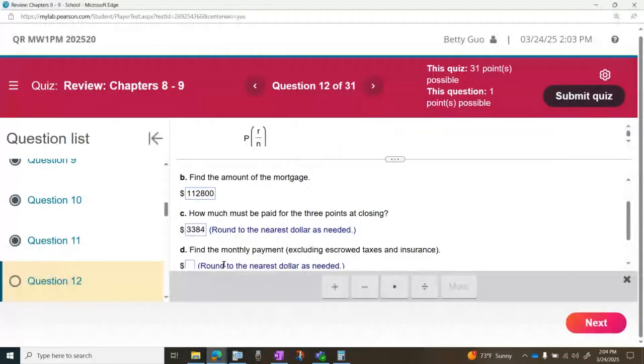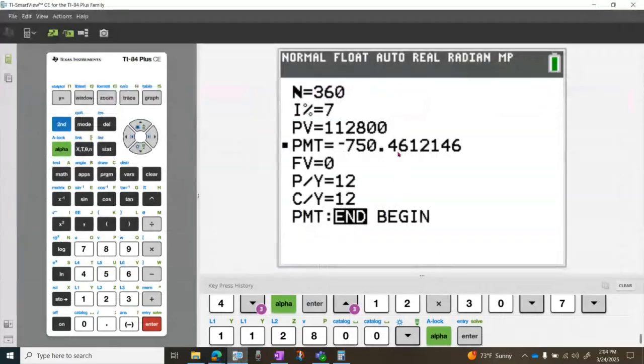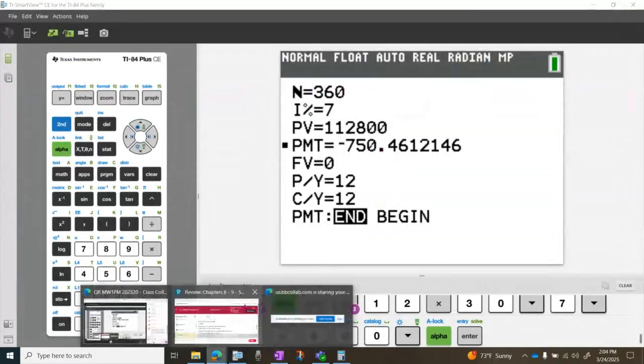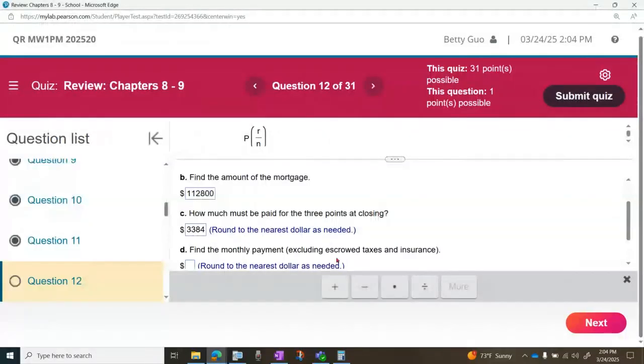Let's see, how do we round it? Round to the nearest dollar is needed. Round it down, 750.